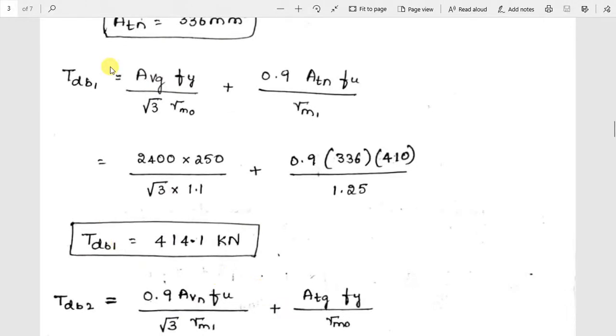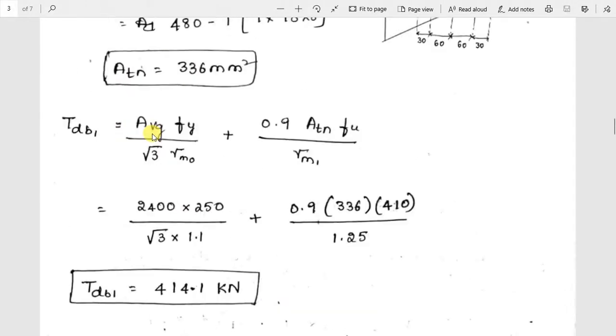So you are aware that you are having two formulas here. So Fy is calculated as 250, root 3 into gamma m naught is 1.1. So 0.9 into 18 is 336. We are calculated here. So Fu is 410. It's for material. So whenever you get confusion between Fy and Fu, you just refer to the description given below the formula. You get to know what to substitute.